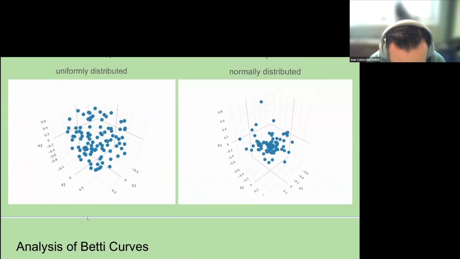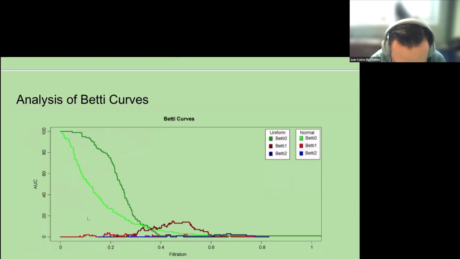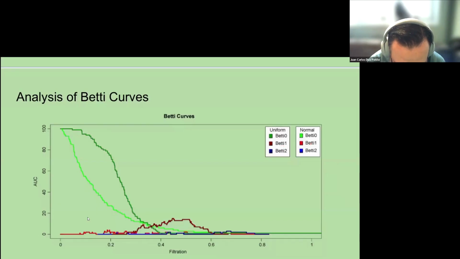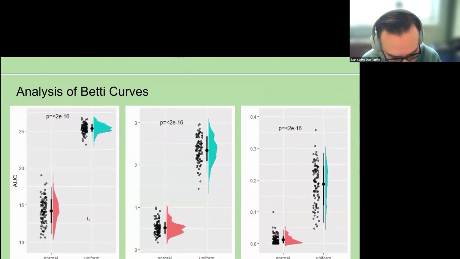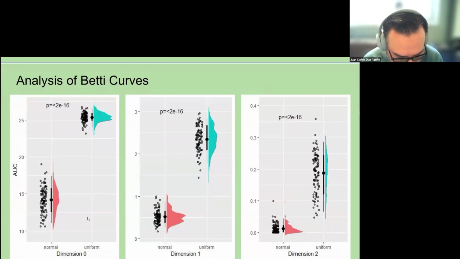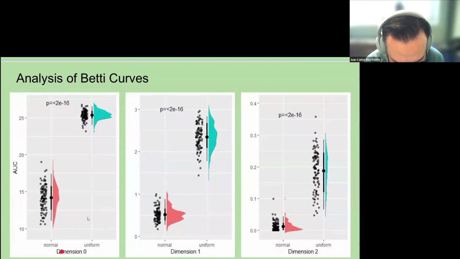So these two datasets can be analyzed using the Betti curves. The uniform Betti curve is the darker green. We can see that it's considerably different from the normal distribution of the radii. And also for the Betti 1 and Betti 2 curves, we can see differences here. But we want to do this in a statistical way, so we want to do a statistical test just to compare these two populations. We can see that there are statistical differences, just because, well, this is a toy example. We have found differences in dimension 0, dimension 1, and dimension 2 when we were computing the area under the curve.